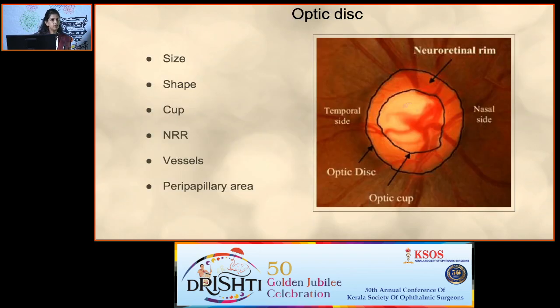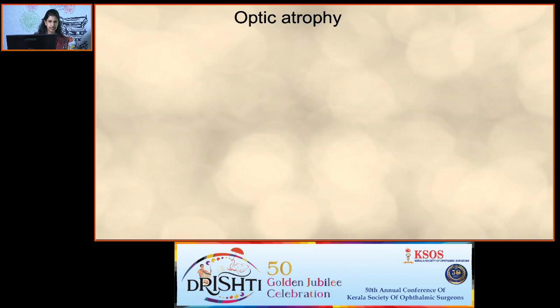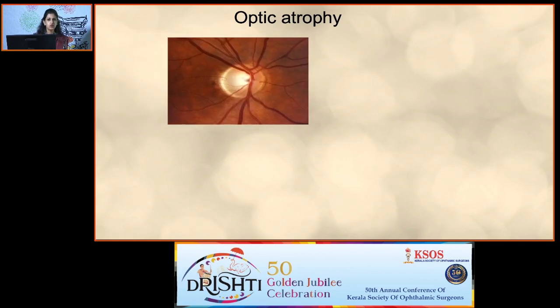Then after that, we come to the disc. In the disc, madam has already described, you need to mention the size, the shape, the cup size, the NRR, the color, and the ISNT rule if it is violated or not. Then the vessels on the disc and exudates and vessels in the peripapillary area. So this is the first case.